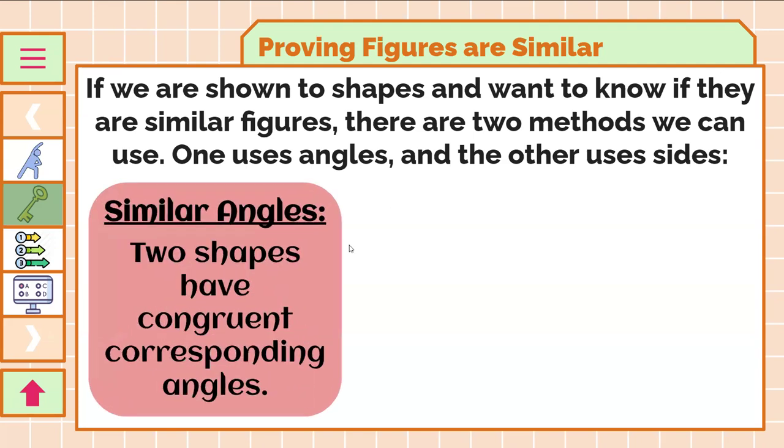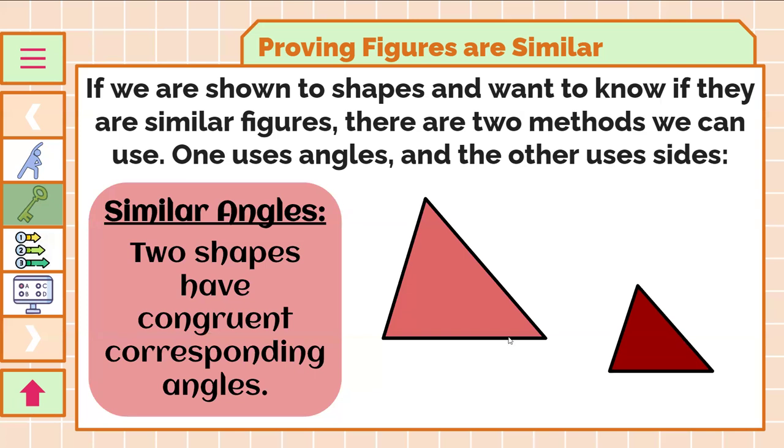First, let's go with similar angles. Two shapes have congruent corresponding angles. Congruent, remember, means the same. So if we have two triangles here and we're asking, were these actually reduced properly or enlarged properly? If we know that they both have 60 degrees there, 65 there, and 55 there, if all their angles are the exact same in the exact same places, they are similar figures, meaning that they were dilated properly.